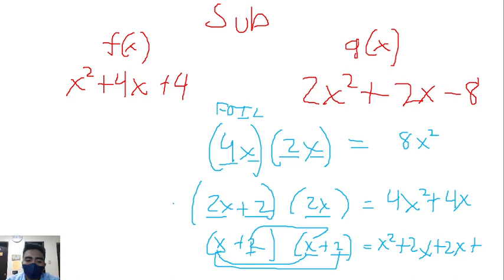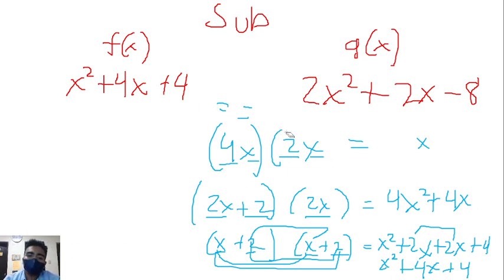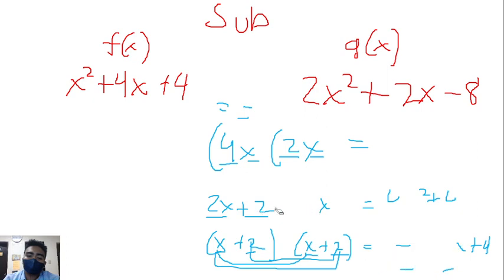Plus 2 times 2 is 4. So you could have x squared plus 2x plus 2x, that's similar terms, that is 4x plus 4. Okay, so that is the final answer. That is when we are multiplying binomial, monomial, and FOIL method, most likely, no?